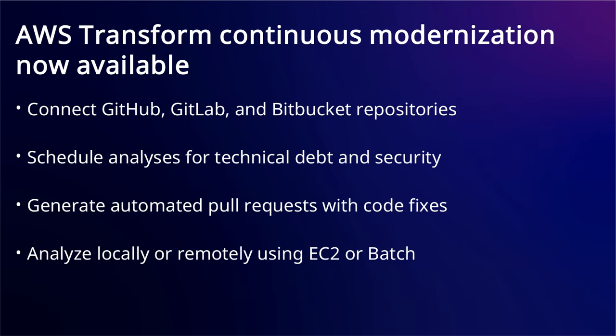Engineering teams struggle to manage technical debt and security issues across multiple source code repositories at scale. You can now use AWS Transform continuous modernization to address this challenge. You connect your GitHub organizations, GitLab groups, or Bitbucket workspaces to analyze code on demand or on recurring schedules. You schedule analyses to identify technical debt, security vulnerabilities, agentic readiness, and modernization readiness across your repositories. You generate automated pull requests containing validated code changes that AWS Transform creates as branches in your repositories for review.